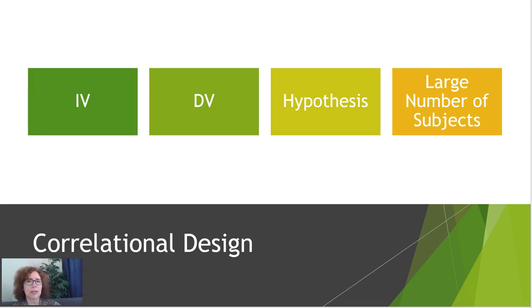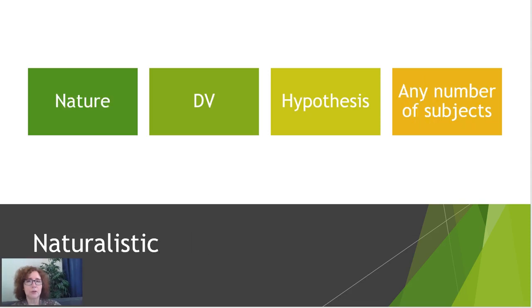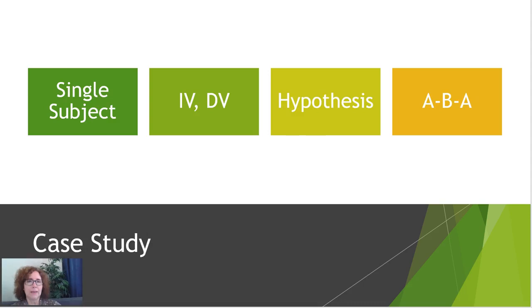How about a correlational design? You don't have a control group in a correlational design. You still have these variables. Naturalistic, you don't really have independent variables. You're not changing anything. You're just observing nature. And then a case study is also called a single subject design because you usually just have one subject. You can have independent and dependent variables. You can have a hypothesis. This is kind of what we're doing with the field report this week.